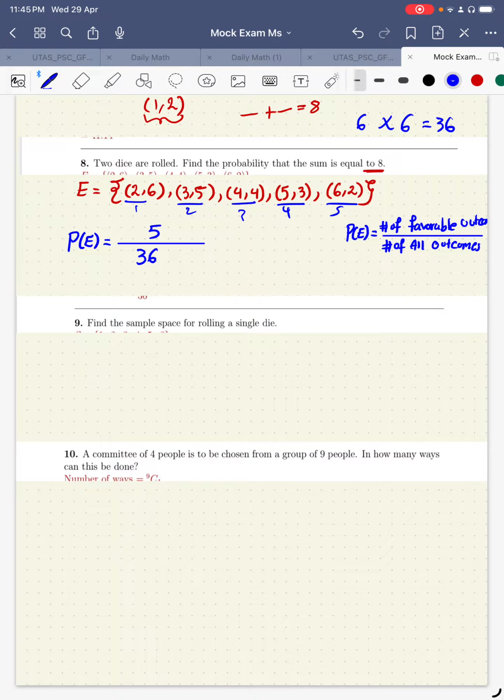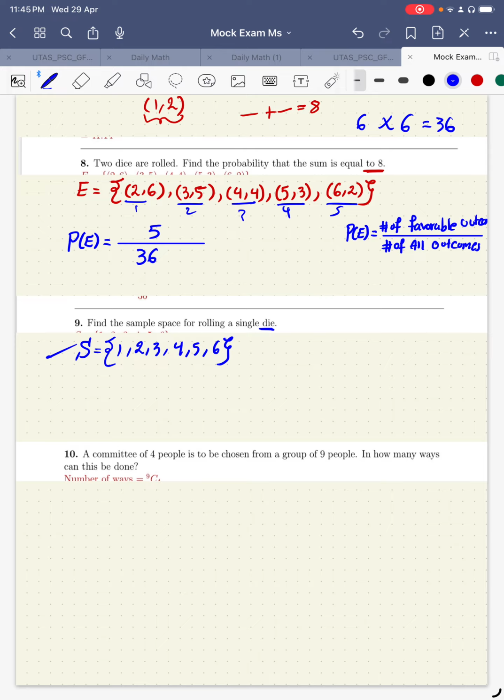Let's go to the question number 9. Find the sample space for rolling a single die. So again, die means node. And we know that a regular die has numbers from 1 to what? To 6. So what is my possible outcome? Remember, sample space is all possible outcome. جميع الإمكانيات الممكنة. For example, in that case, I can get 1, I can get 2, I can get 3, 4, 5, and 6. And that's gonna be my answer. 1, 2, 3, 4, 5, and 6.